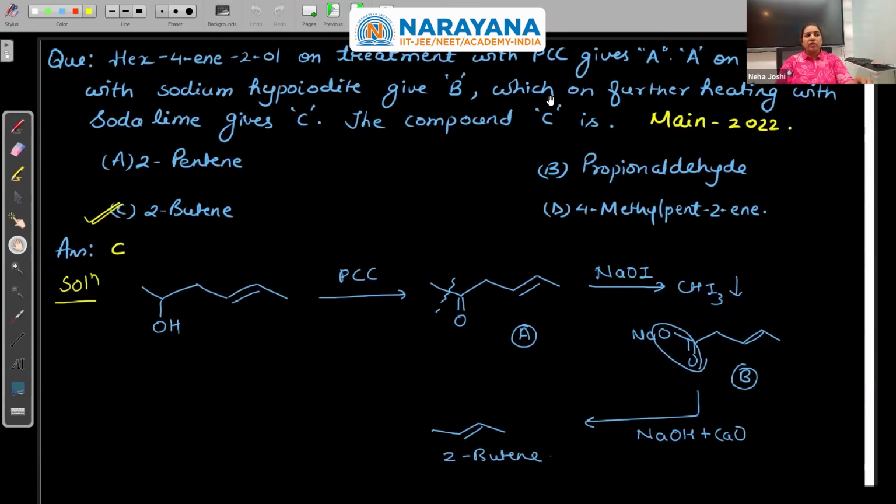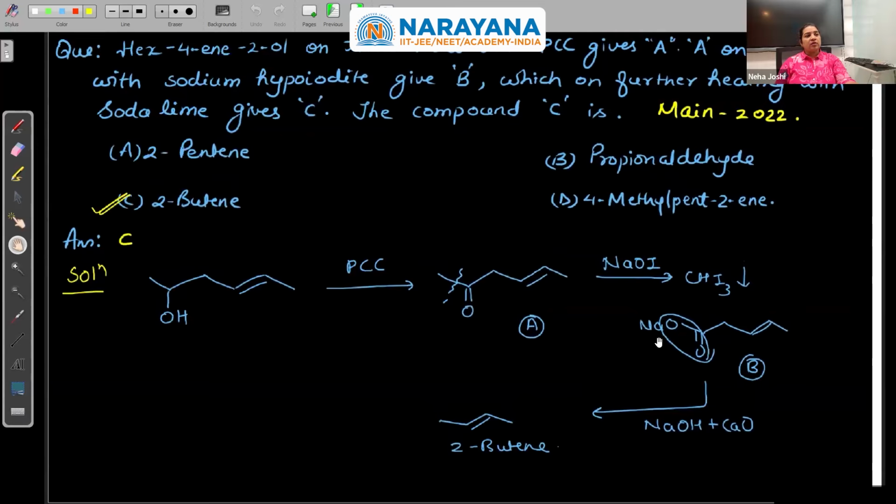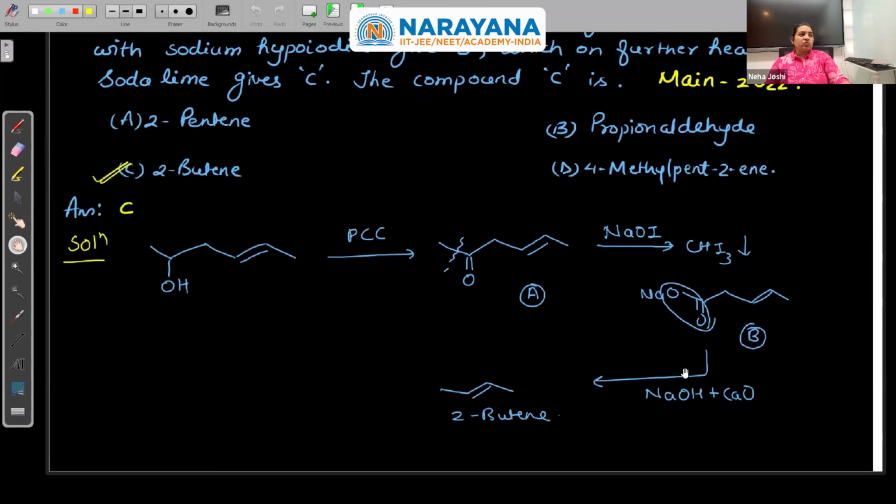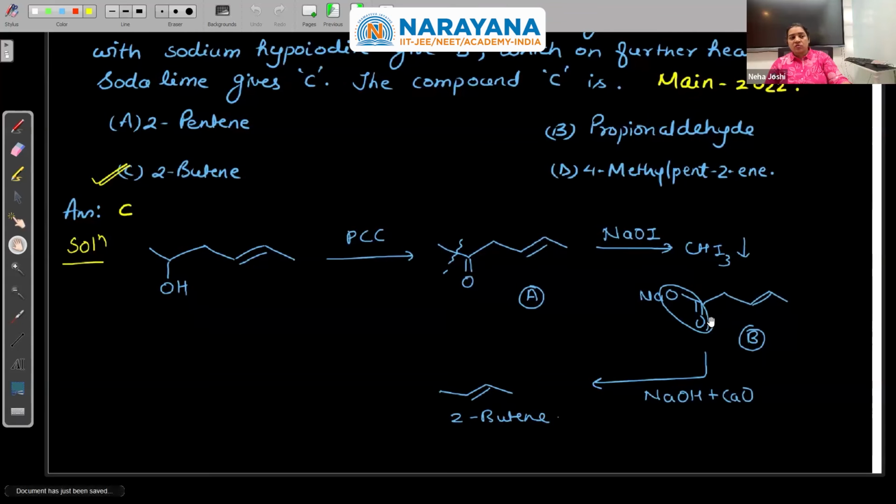Hex-4-yn-2-ol on treatment with PCC gives A. A on reaction with sodium hypoiodide, which is the iodoform test, gives B. So Hex-4-yn-2-ol, PCC, and then hypoiodide oxidation like this. So we got this as B, which on further heating with soda lime gives C. So we'll remove this, and we got butene. The compound C is butene.